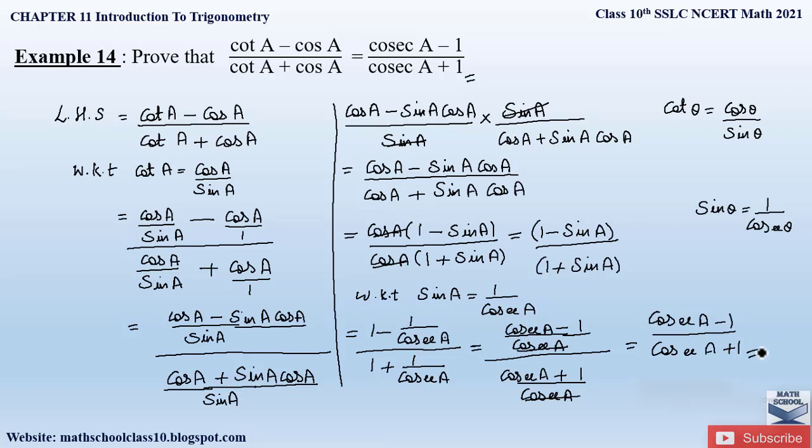So now you can notice that our left hand side equation is equal to the right hand side equation which we have proved. So therefore you can write, hence left hand side is equal to right hand side, hence proved. So this is how we solve this example 14.